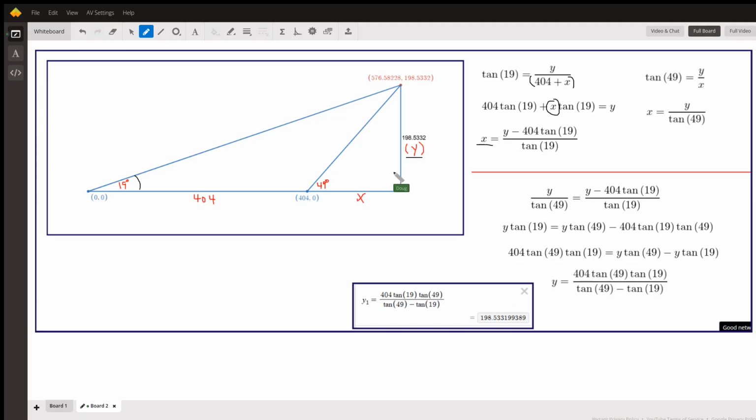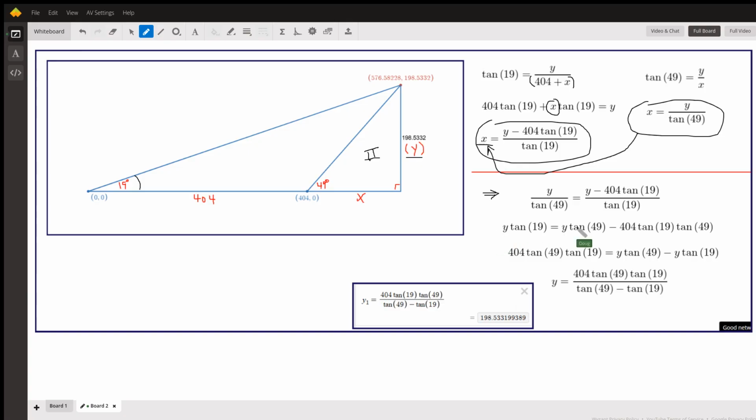In this little right triangle over here, which was triangle 2 on the first board, the tangent of 49 is y over x. So x equals y divided by the tangent of 49. So I have two equations, two unknowns. I can use the substitution method, replacing x with its corresponding value. So if I take this value here, plug it in for that x, I get this equation.